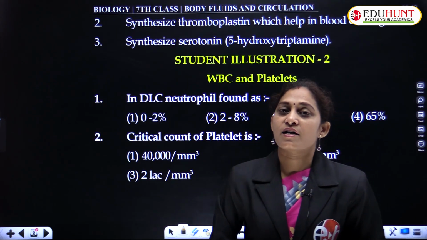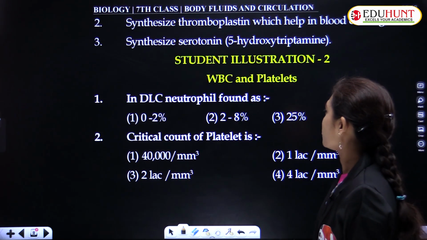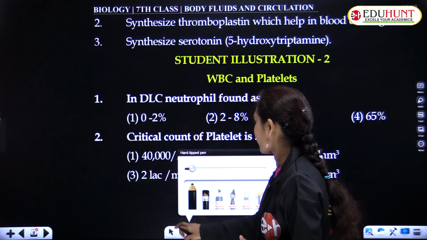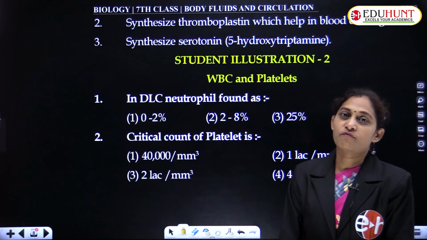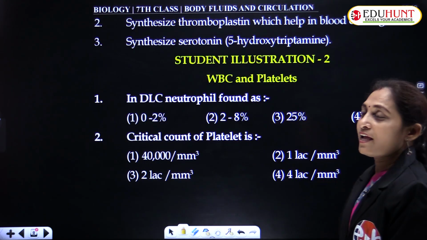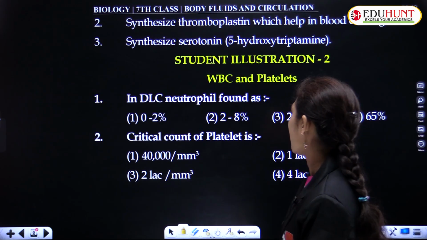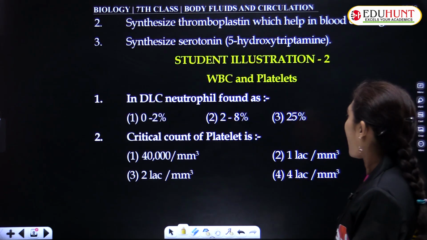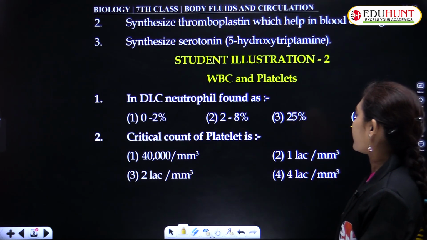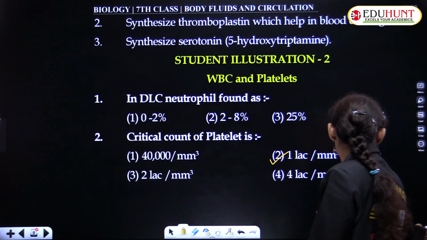We are going to answer some more questions in the student illustration 2 on WBC and platelets. Yes, let's begin the first question in the exercise. In DLC, that is differential leukocyte count, differential blood count, neutrophils are found as 65%. Critical count of platelets is 1 lakh per millimeter cube.